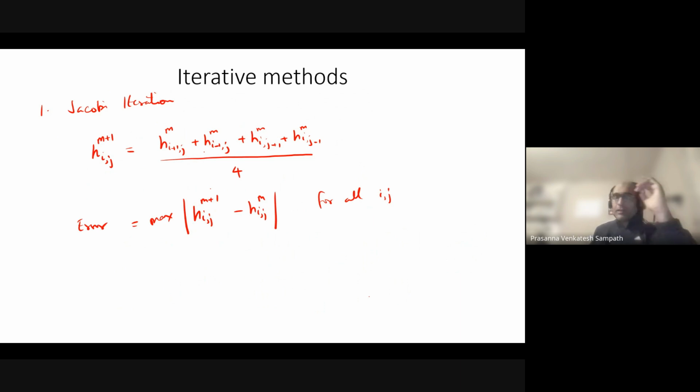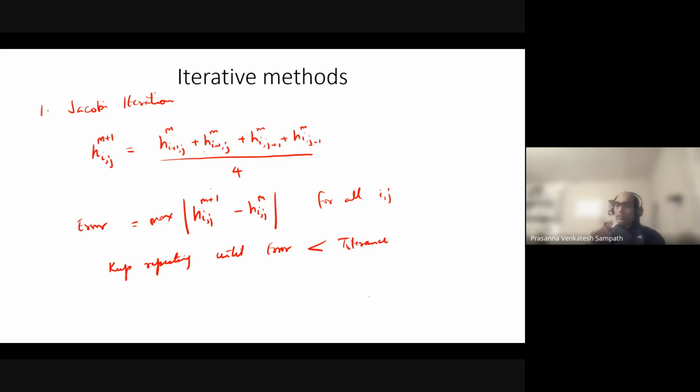I define the error between successive iterations as the maximum, over all the cells, of the absolute difference between the head value in the current iteration and the previous iteration. I take the absolute value so that I don't care about the sign of the error as long as the error is small. So what I do is I keep repeating this iteration until this error, whatever I have defined, is less than my tolerance.